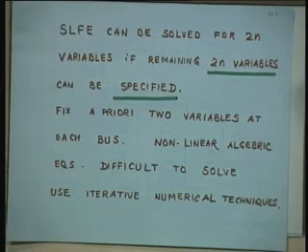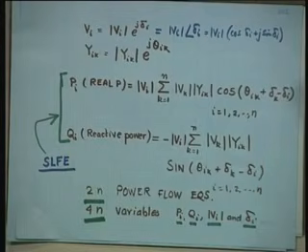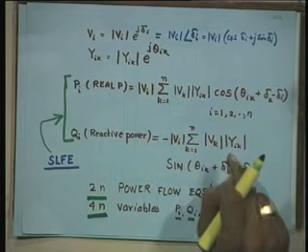Fix a priori 2 variables at each bus. Then please remember, what sort of equations are these? They are non-linear, but they are algebraic. There is no time here, like in the swing equation. All of you must have studied stability in your undergraduate, so you know what the swing equation is: d squared delta upon dt squared, P_a is equal to M delta double dot. Let us keep it very simple.